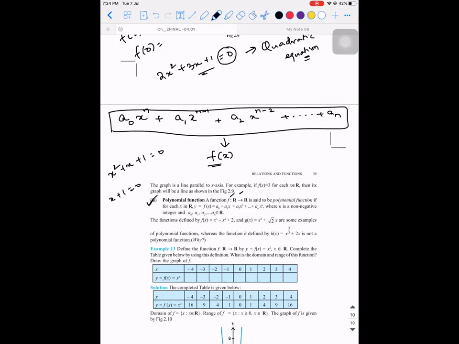x plus 1 equal to 0. See, try to understand this. x plus 1, what is this? x plus 1 is an expression, sir. It's a polynomial of degree 1. If I put equal to 0, it becomes an equation. Since it is degree 1, it is a linear equation in one variable.